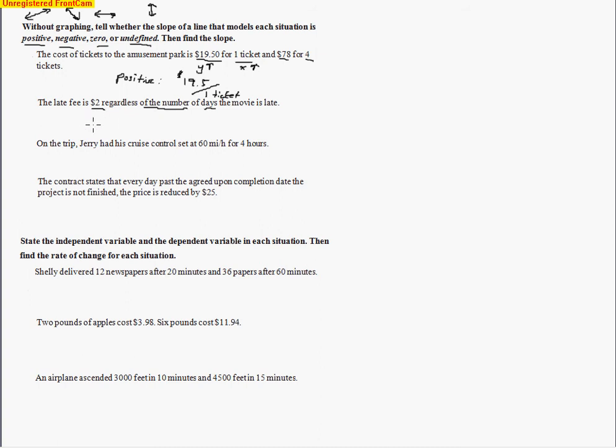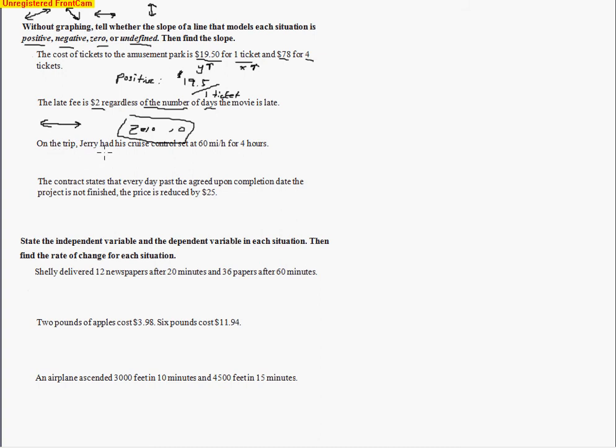Every single time it's going to end up being just a $2 late fee. So that means it's going to be a horizontal line, and that means that we have zero slope, and we'll end up with a slope of 0. Since there's zero slope, 0 means that's the slope as well.